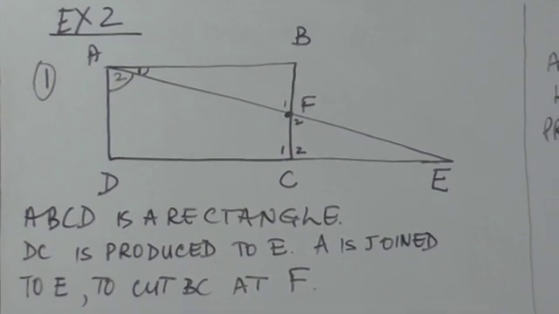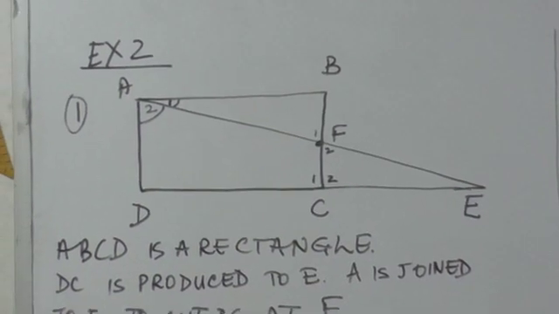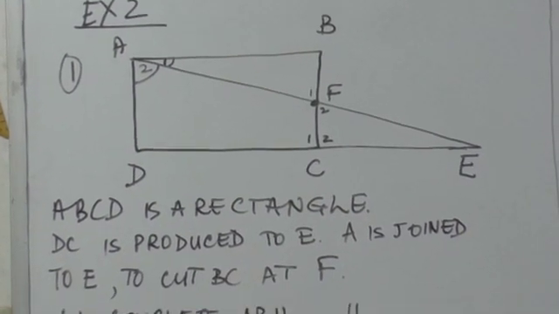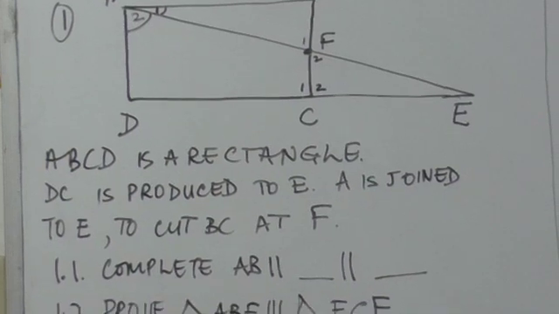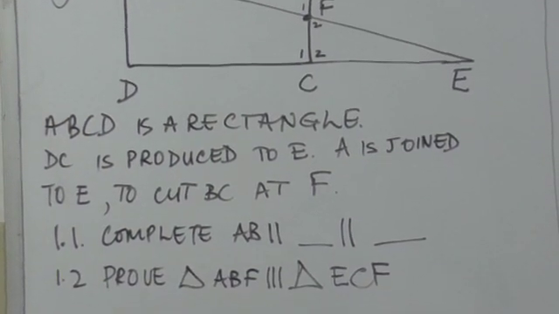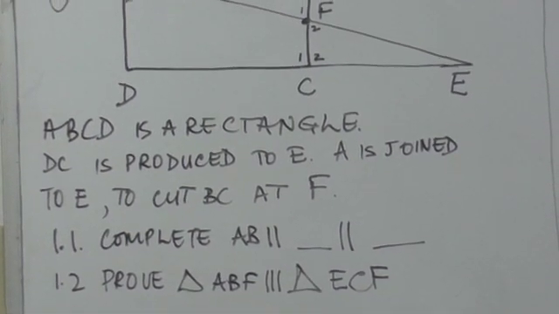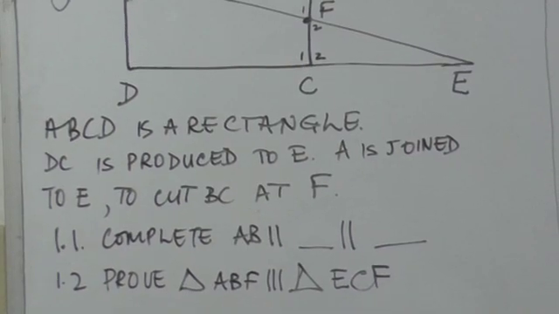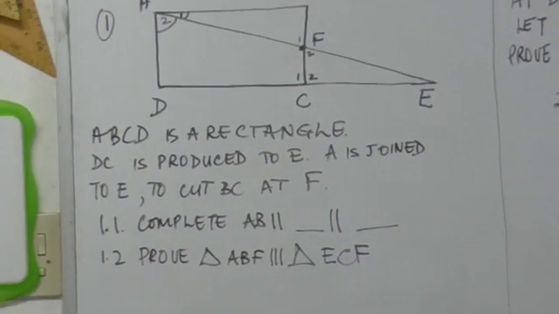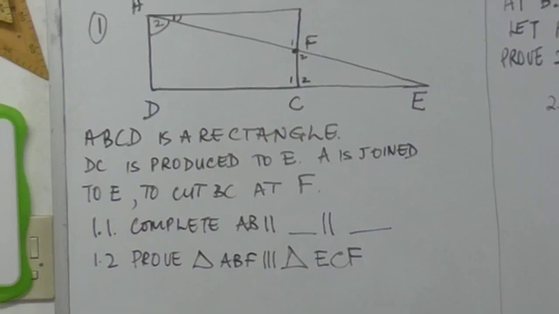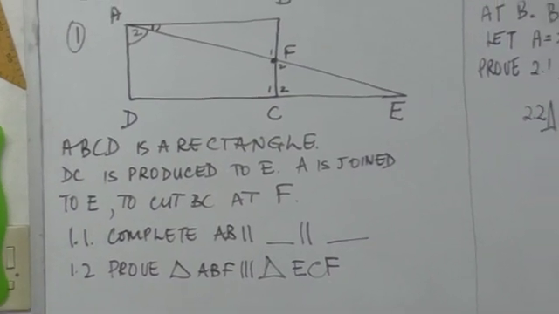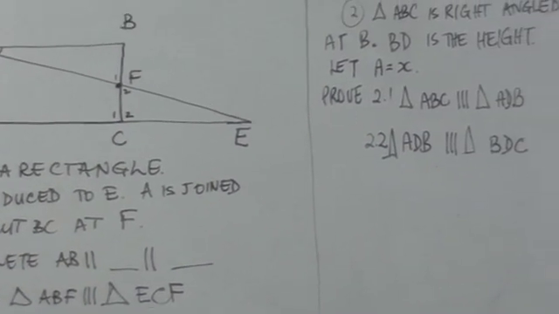You are required 1.1. Complete. AB is parallel to two other line segments. 1.2. Prove triangle ABF is similar to triangle ECF. That's number 1. Then we look at number 2.